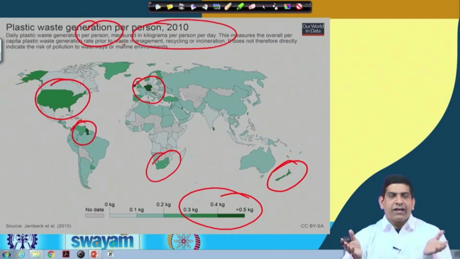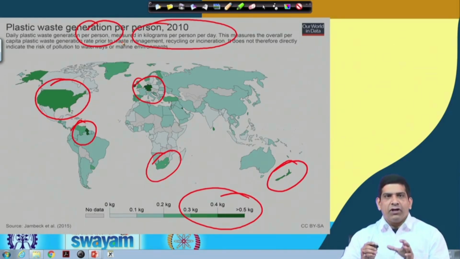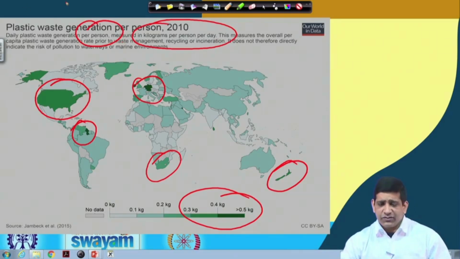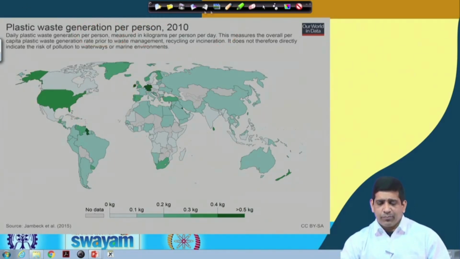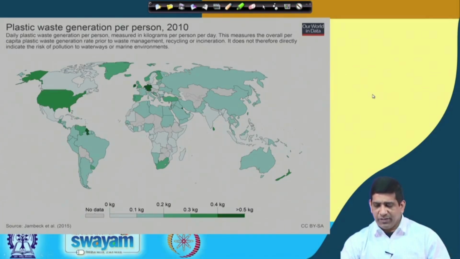This measures the overall per capita plastic waste generation rate prior to waste management, recycling or incineration. It does not therefore directly indicate the risk of pollution to waterways or the marine environment, but as you can see, the United States and some of these European countries and developed countries like New Zealand and other places are producing more plastic waste per person per day. But since many of these countries also have good waste management infrastructure, the leakage of this plastic into the ocean is much less as compared to some other countries. So, it is good to normalize it per person so that you get a better idea about the plastic waste that is being produced.